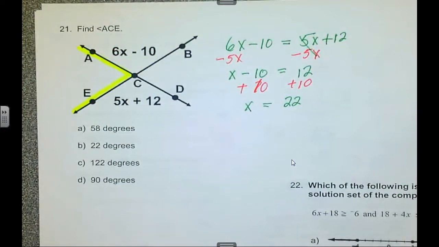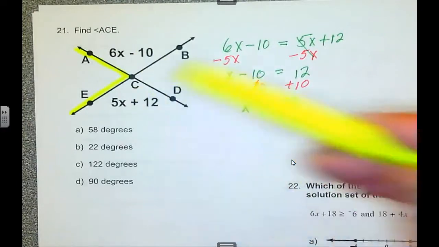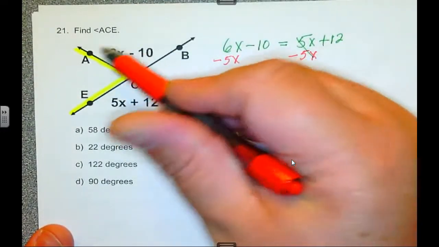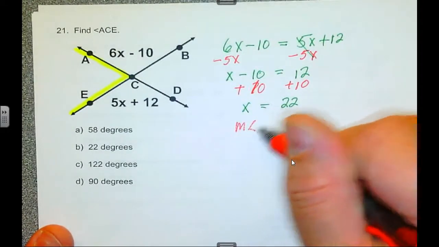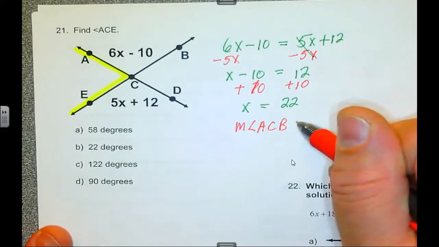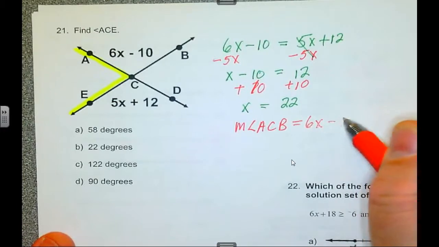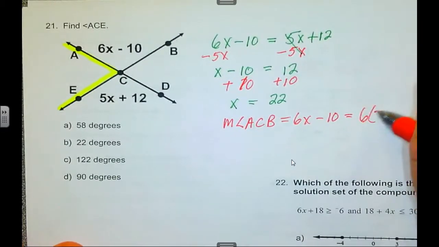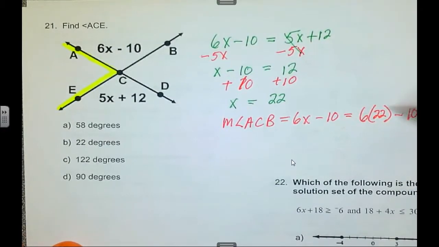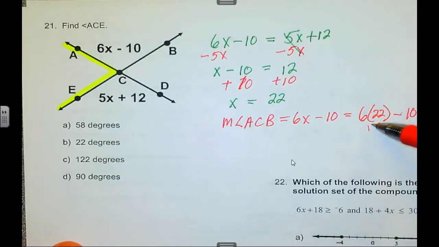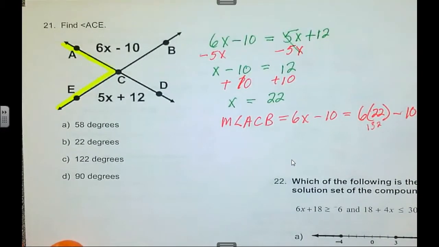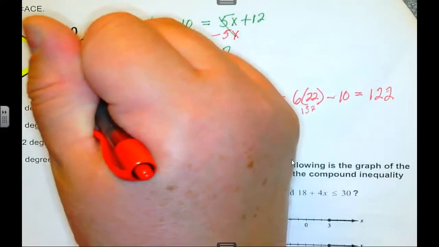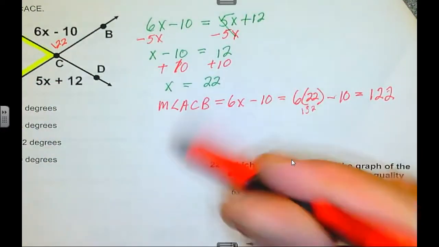Okay, what we're going to have to do is find the measurements of one of the angles they give us, right? So let's say, I don't care, either ECD or ACB. Measure of angle ACB equals 6x minus 10, which equals 6 times 22 minus 10, which equals 6 times 22 is 132, so that equals 122. This angle equals 122. How much does ACE equal?